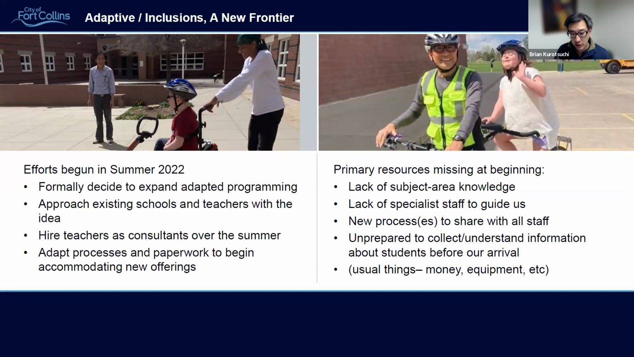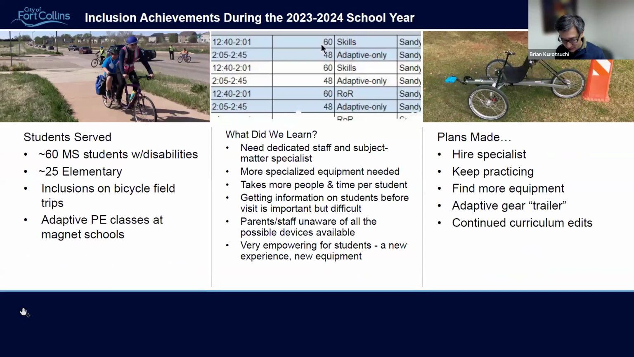New processes to share with all our staff. We have an operating program at a pretty big scale, and this was not integrated in it before. So we needed to communicate to them what we are going to do and what the new things are that are going to happen. We were also unprepared to integrate collection of the student information for those that we needed to do inclusion and adaptive work for. And then, of course, the usual things such as needing money and not having enough equipment, staff time, etc. Okay, let's go to the next slide.